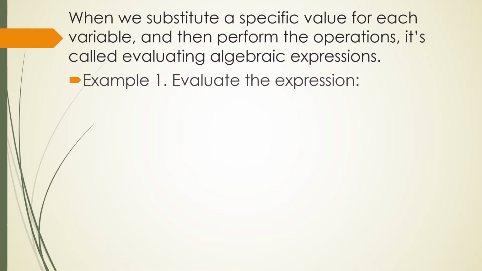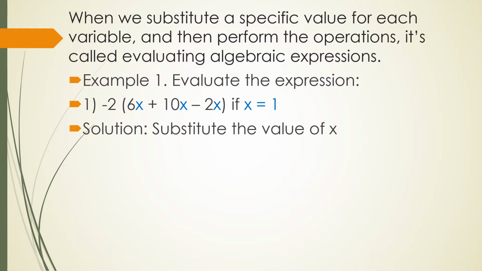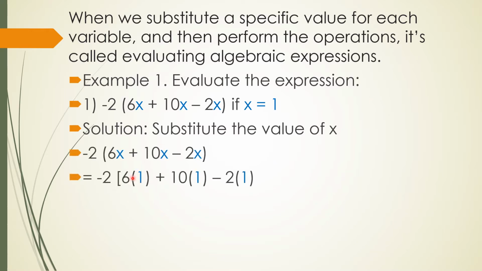Let's take an example. Evaluate the expression -2 times the quantity 6x plus 10x minus 2x if x equals 1. For the solution, substitute the value of x. So the value of x is 1. We have -2 times the quantity 6 times the value of x, which is 1, plus 10 times, again the value of x is 1, minus 2 times 1.